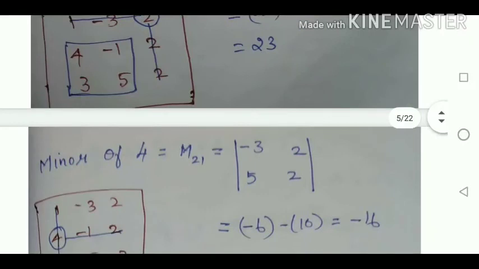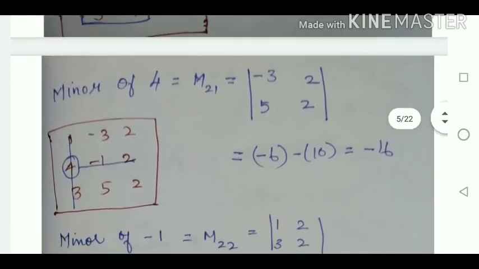Then go to the minor of 4. Here, minor of 4 means 4 lies in the second row, first column. That is m21, second row and first column. So eliminate the second row and first column. You are getting minus 3, 2, 5, 2. Then again you cross multiply it. 3 twos are minus 6, 5 twos are 10. If you subtract, minus 6 minus 10 equals minus 16.